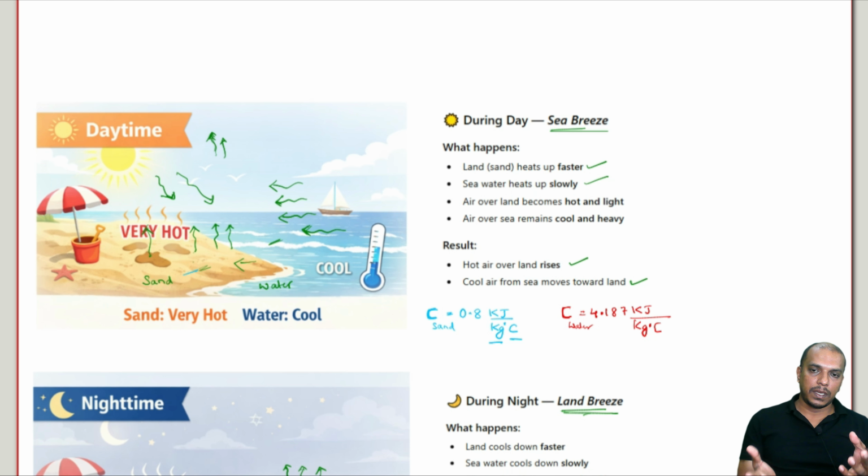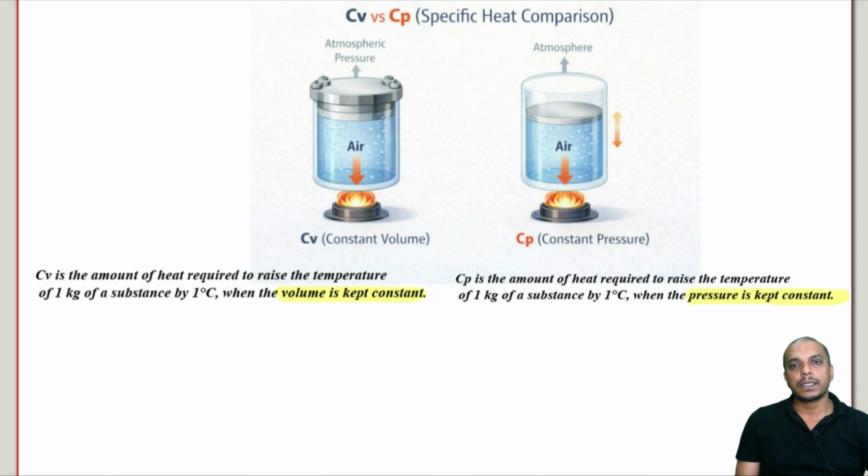So that means if you keep 1 kg of water and 1 kg of sand, to raise each of them by 1 degree Celsius, sand needs just 0.8 kilojoule per kg degree Celsius, whereas water needs 4.187. So we can see the difference: the one with the lower specific heat gets heated up faster. All right. Now let us take the CV and CP.